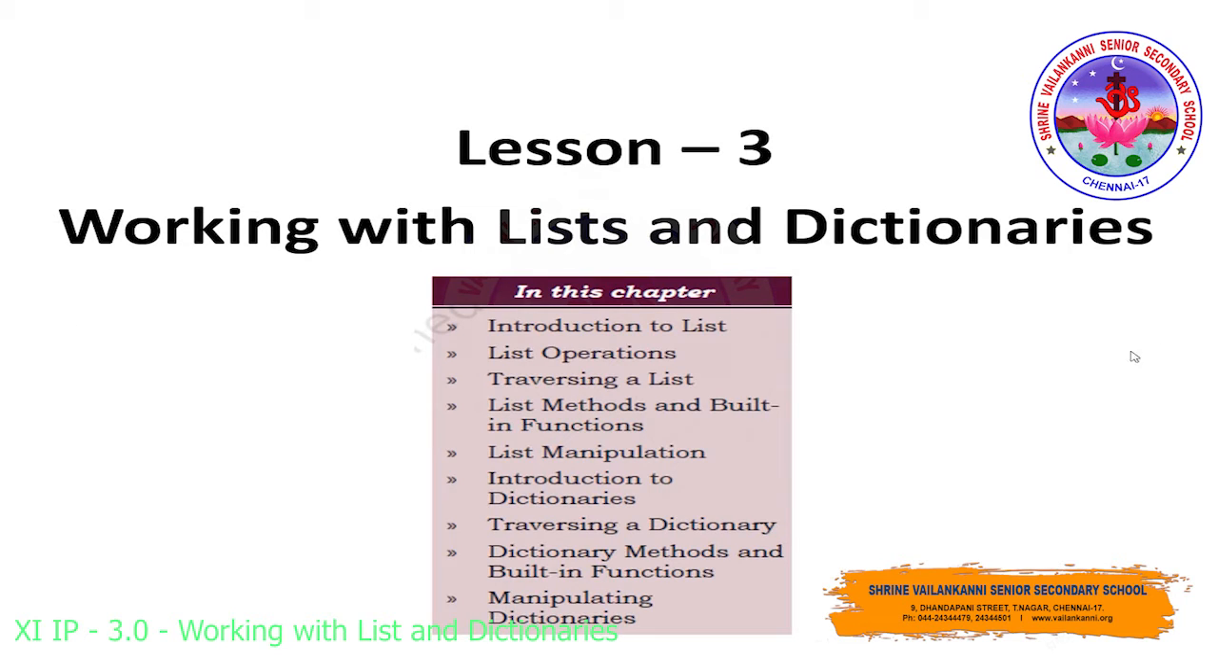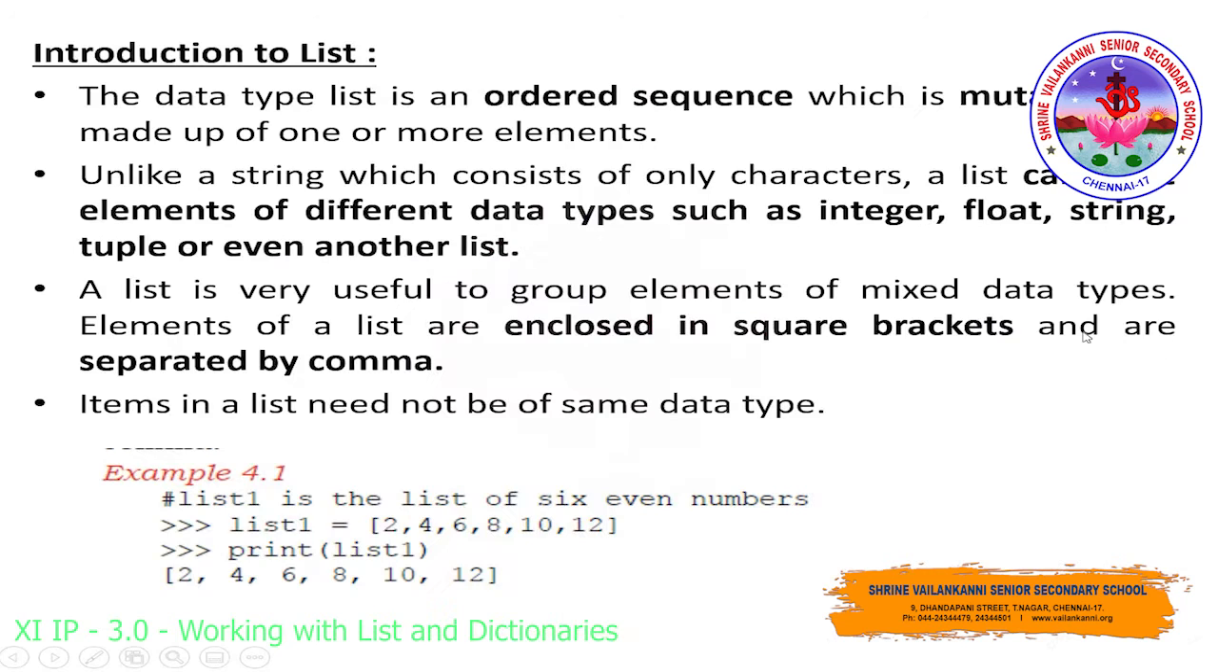When it comes to the list concept, when will you say it is a list? List is obviously a data type, right? It is one among the sequence data types. List is an ordered sequence. And one more thing, list is mutable, that is, the values of the list can be changed anywhere in your program, and it is made up of one or more elements.